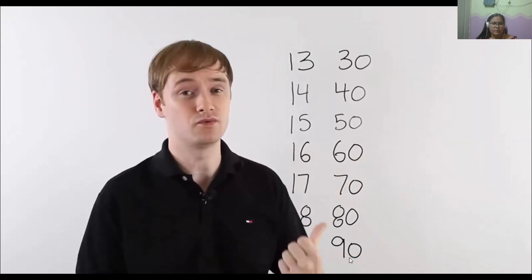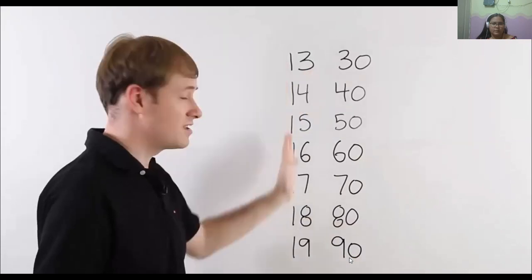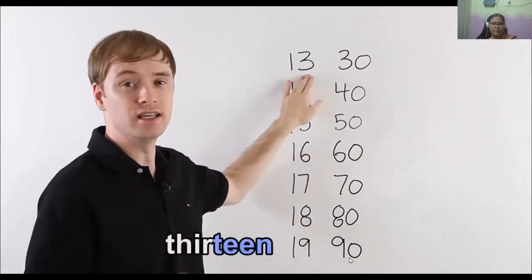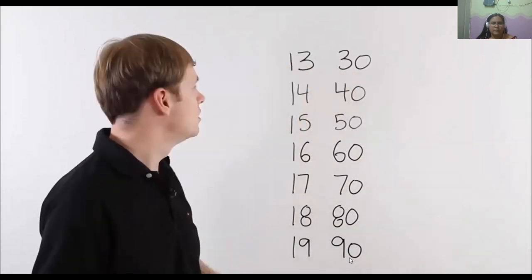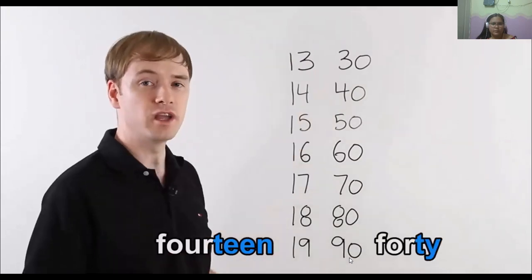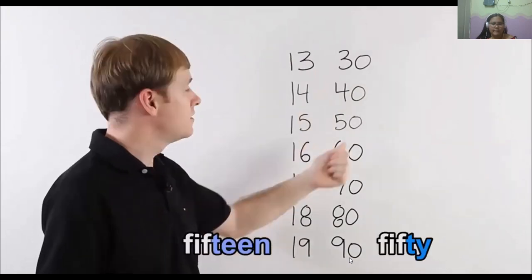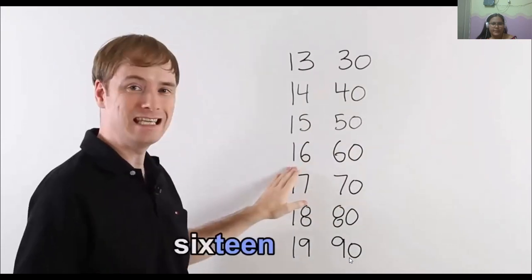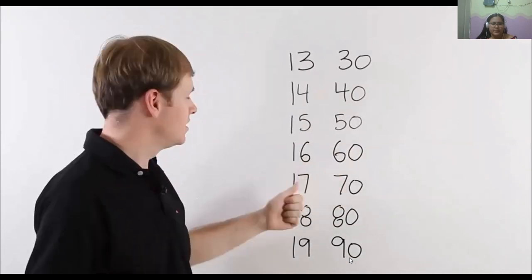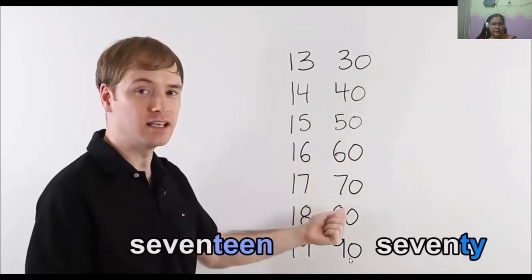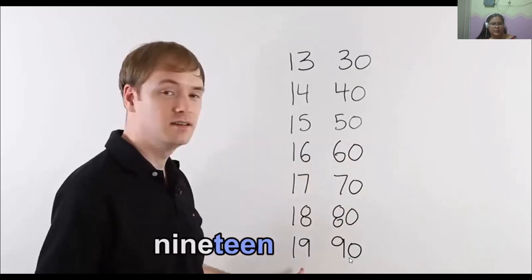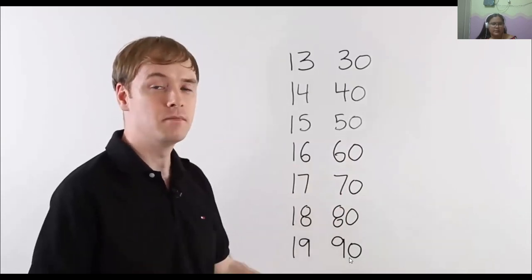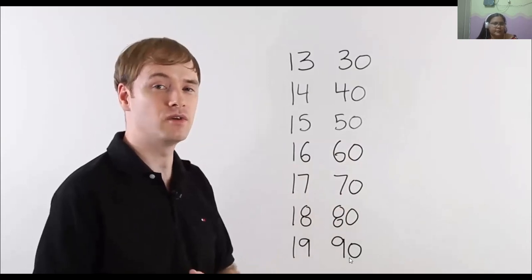So let's review. Of course, these are the teens. So this is 13, and this is 30. 13, 30. 14, 40. 15, 50. 16, 60. 17, 70. 18, 80. 19, 90. Okay, make sure you get those right and pronounce them correctly so you don't have confusion like me.